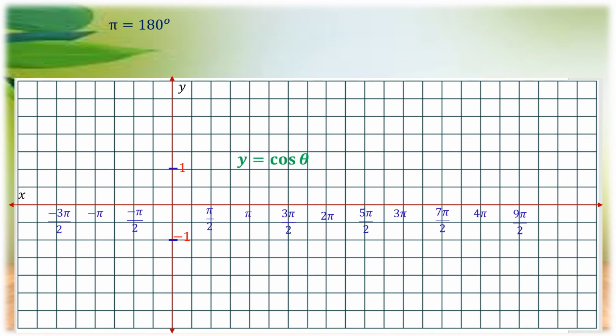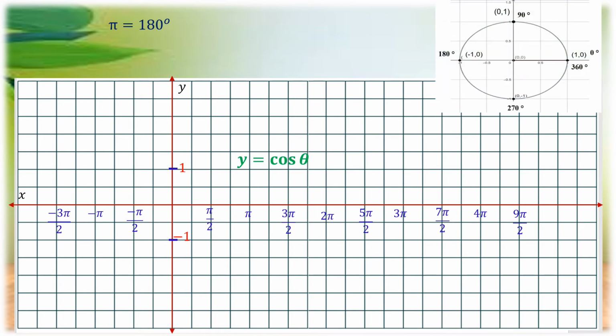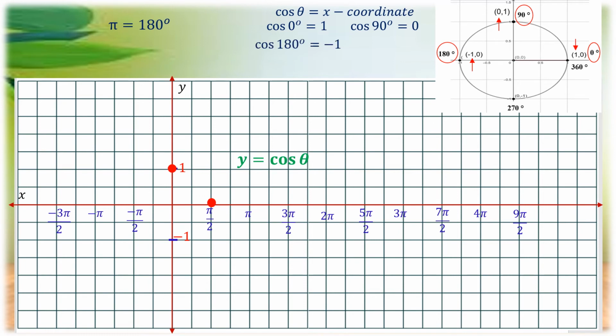The next one would be the graph of y is equal to cosine theta. So in here, we are going to base our answer on the unit circle. So remember that cosine theta is equal to the x coordinate. So determining cosine 0 degrees, it would be equal to 1. And then cosine 90 degrees would be equal to 0. Then next, cosine 180 degrees would be equal to negative 1. And then cosine 270 degrees would be equal to 0. And then we have a full circle. So we have cosine 360 degrees, which is equal to 1.